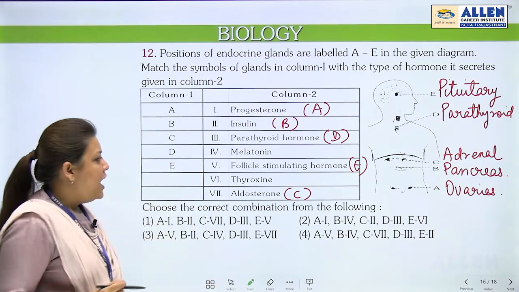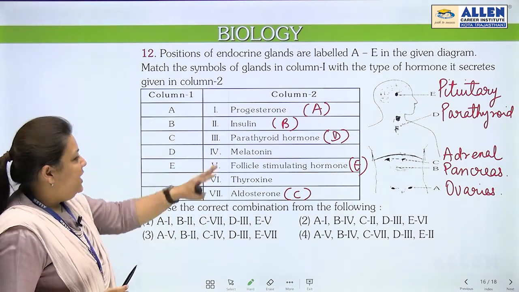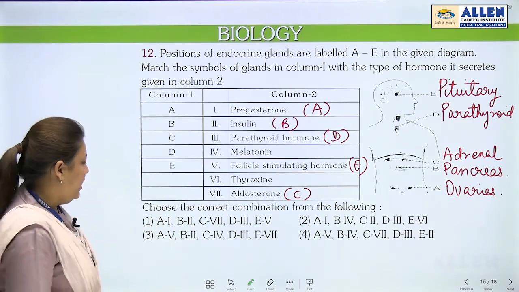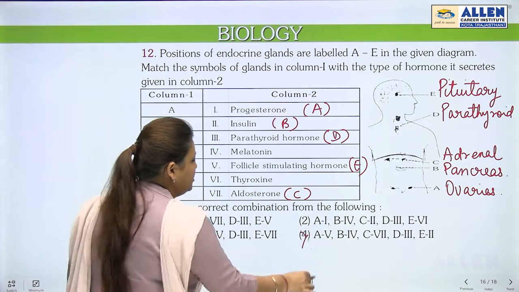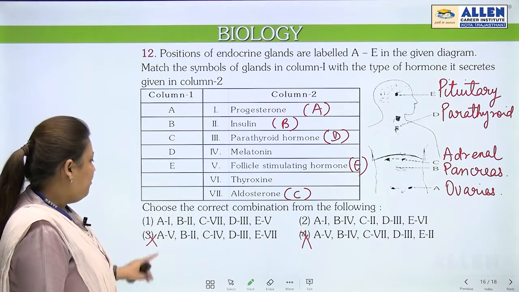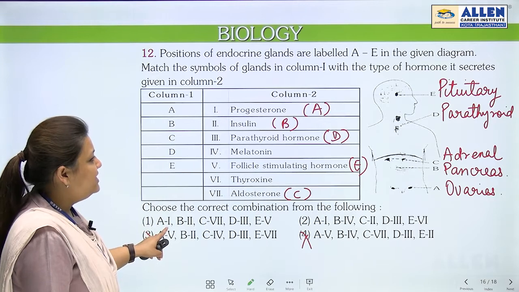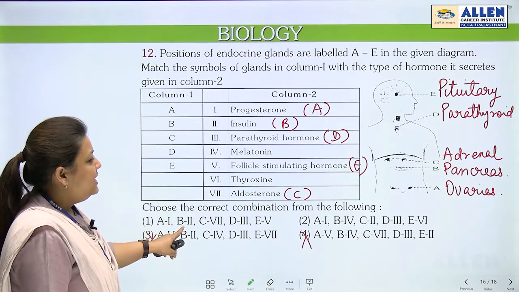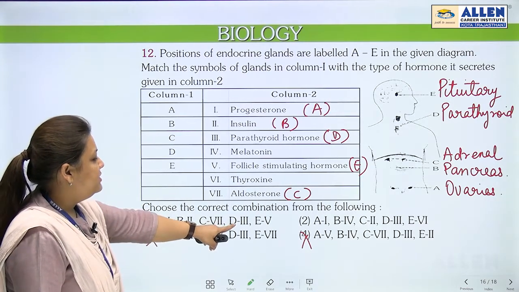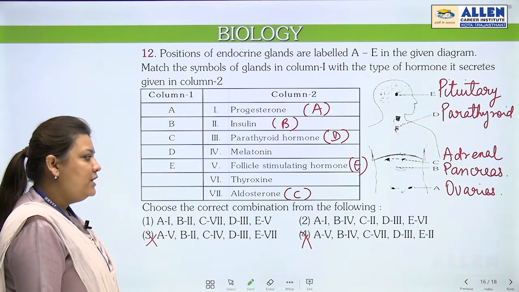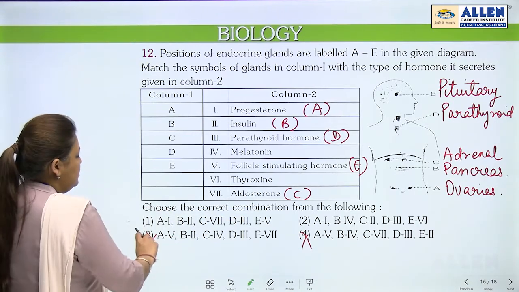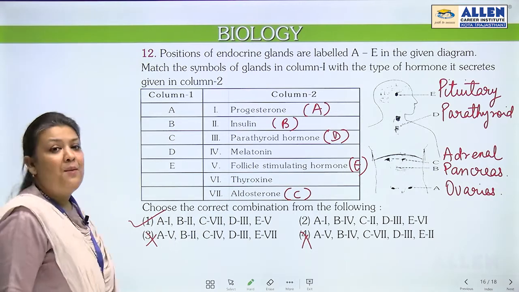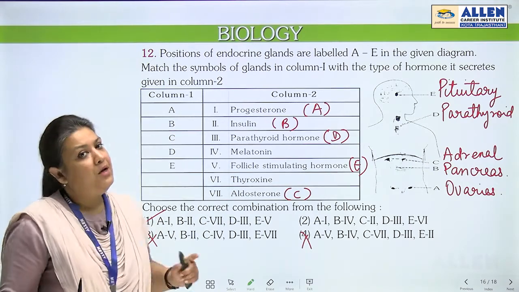Is it clear? Understood? So now let's match. A will be what? That is first. So here these two options are out. Now A is first, then B is what? That is second, C is seventh, D is third, and E is fifth. So the correct answer to question number 12 is option number 1.